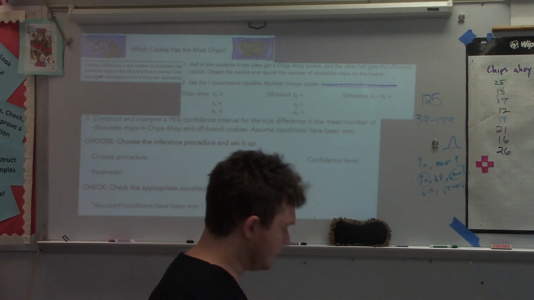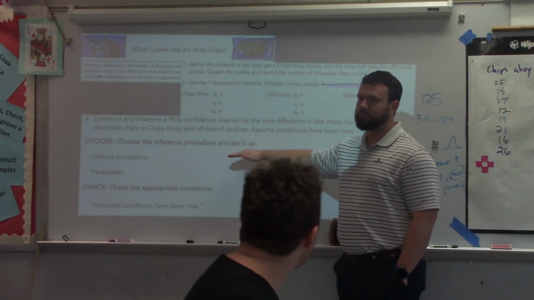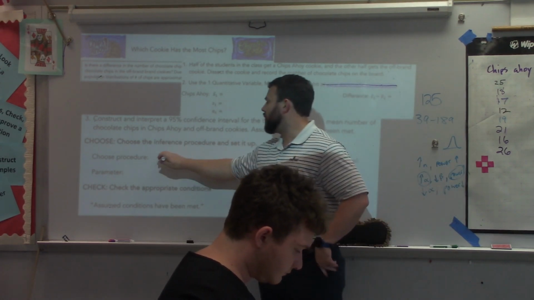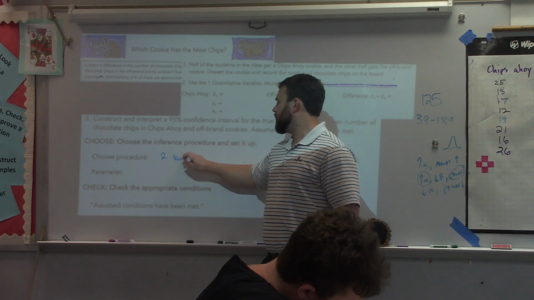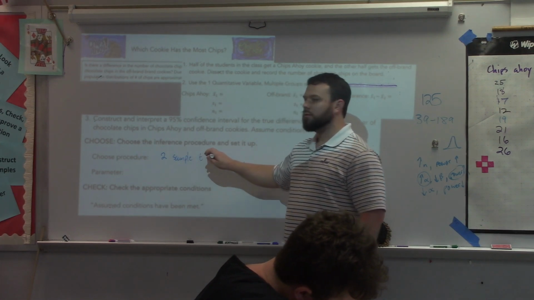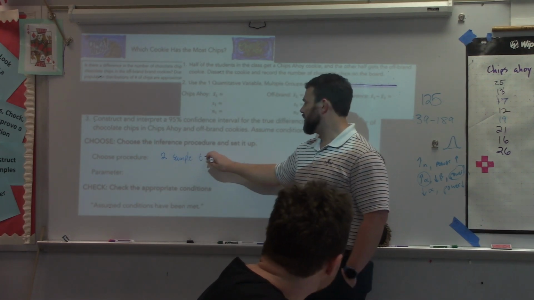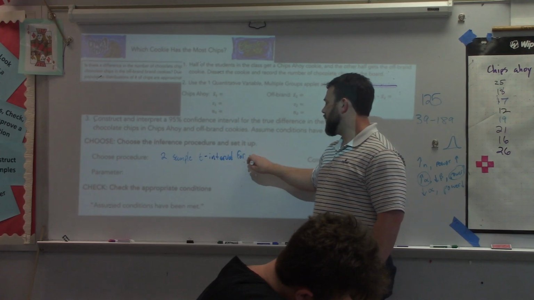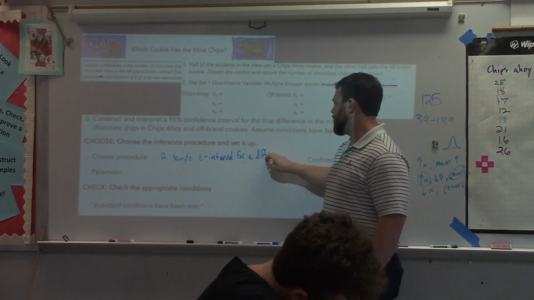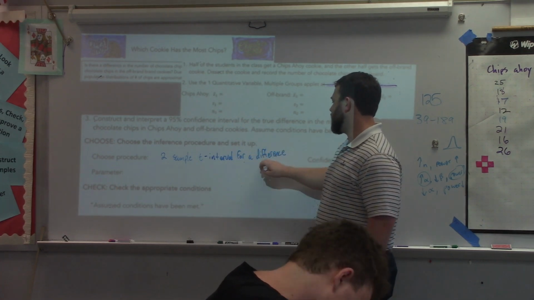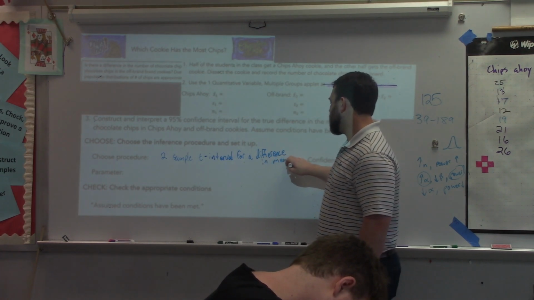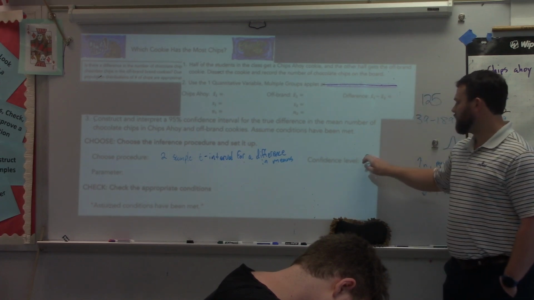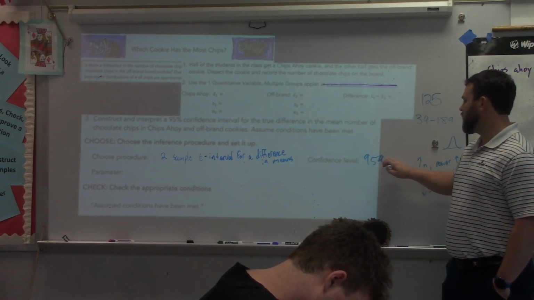Okay, so what procedure should we have here? Two-sample T test for difference of means. No, not a test. T interval. Oh my gosh, T interval. Two-sample T interval for a difference in means. Confidence level, 95%.